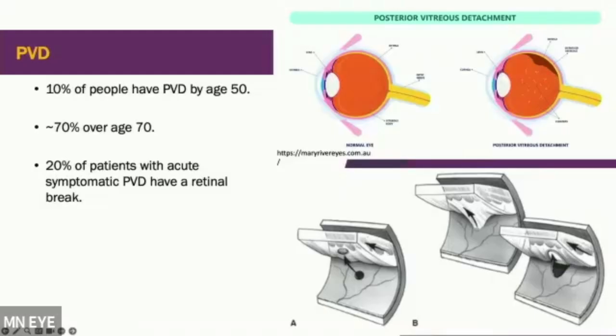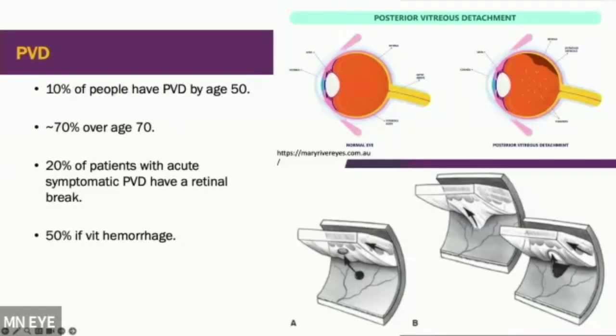PVD, there's no need for us to talk about the definition, you're all familiar with it. I think these numbers, I memorized them, and I use them every day with my patients. 10% of people by age 50 have a PVD. By age 70, almost 70% get a PVD. And out of these PVD patients, acute symptomatic PVD, when they come to us, 20% can have a retina break or a retina pathology. If they have a vitreous hemorrhage, 50%.